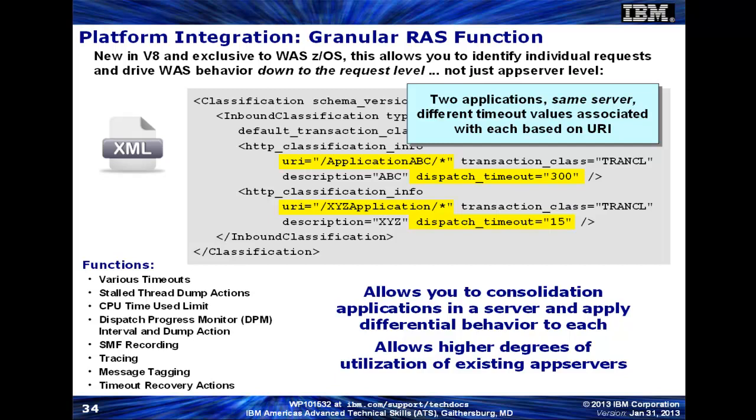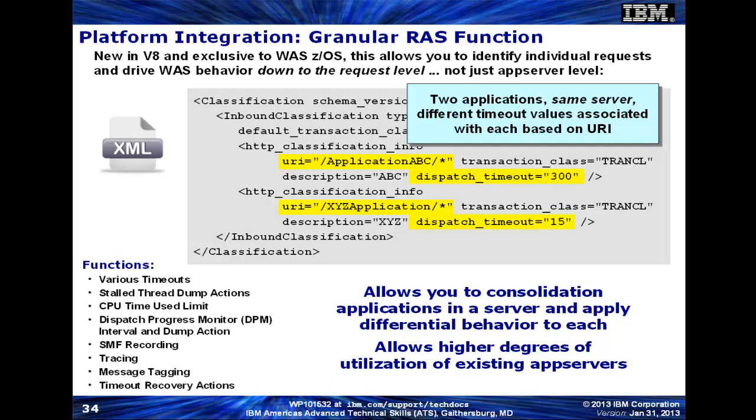Before this function became available, the most granular you could get was by application server, but that meant two applications with different functional requirements could not easily share an application server. The settings shown on the chart were granular only down to the server level. Therefore, the tendency was to host one application per server. That worked, but wasn't the most efficient use of system resources.